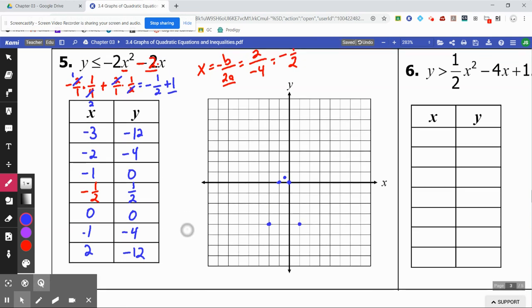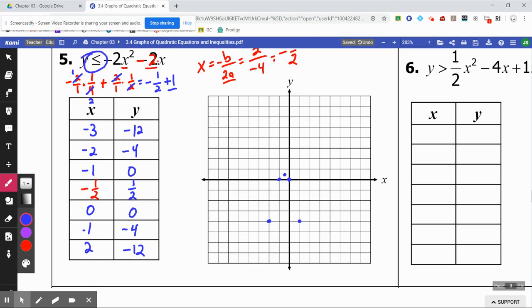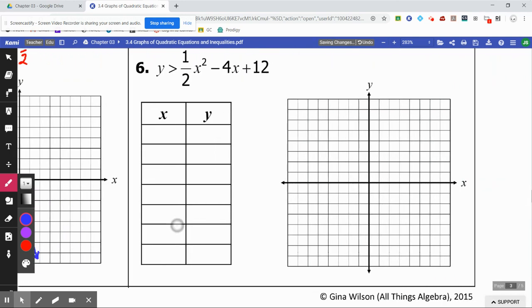And the last two will not fit on my graph. Since it's or equal to, let's do a solid line connecting these dots. And since we have less than, we're going to shade below all of our dots. So we're going to shade the inside of that parabola. Now the last one, number 6.